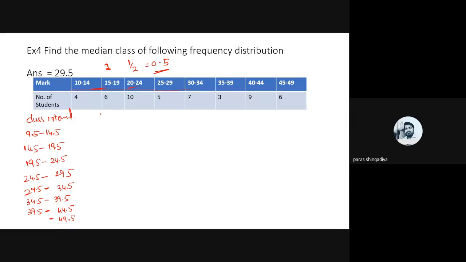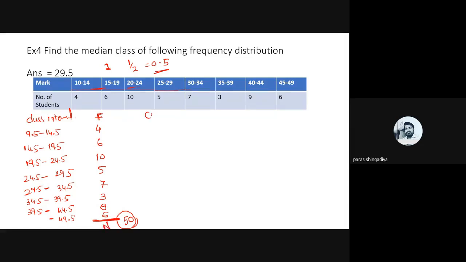As per the data, the frequency means the number of students, so there will be no change in the frequency. It will be as it is: 4, 6, 10, 5, 7, 3, 9, and 6. Now find the total: 4 plus 6 plus 10 plus 5 plus 7 plus 3 plus 9 plus 6 is equal to 50. Total frequency is equal to 50.